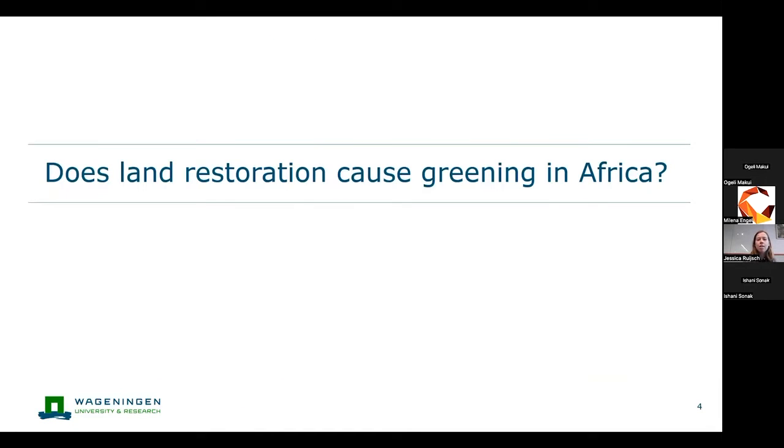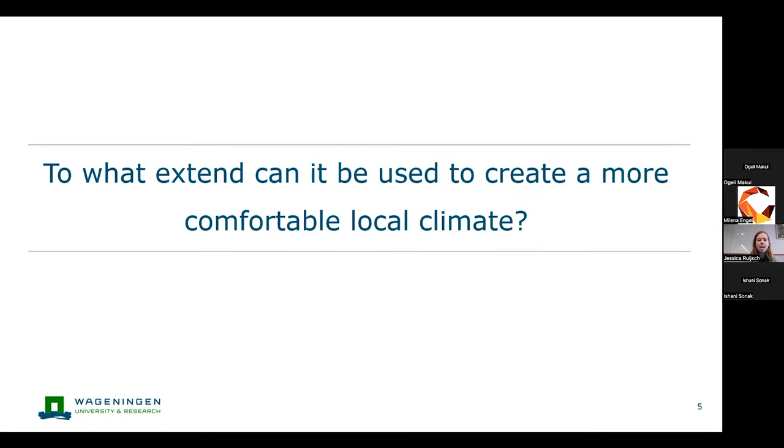So during my PhD research, I tried to answer the question, does land restoration cause greening in Africa? And also, to what extent can it be used to create a more comfortable local climate? And these are also the questions I will try to answer today.